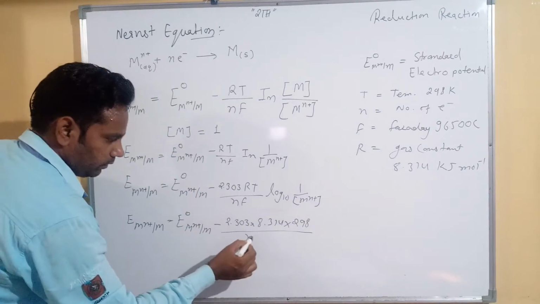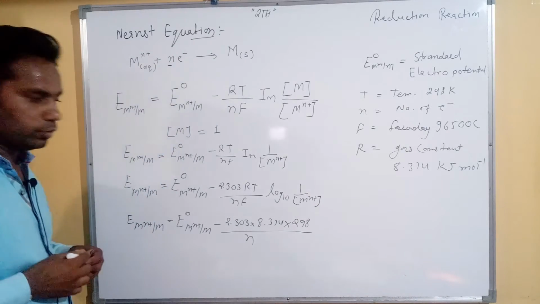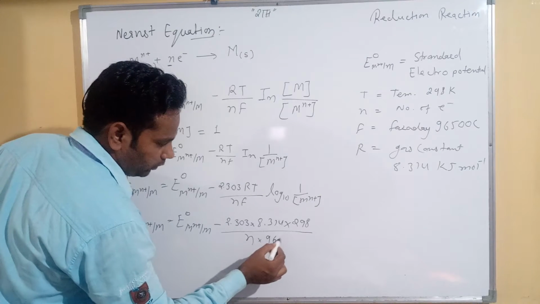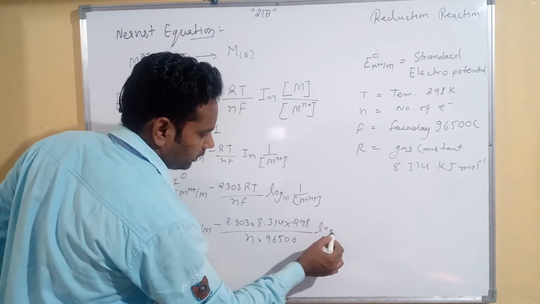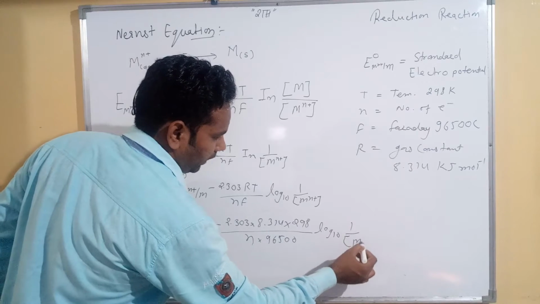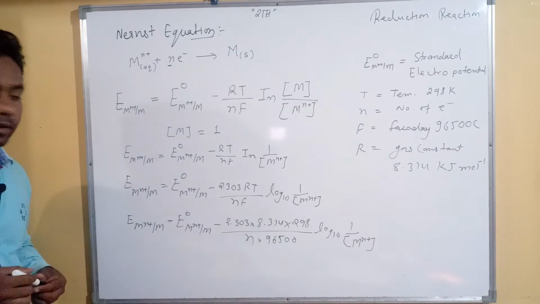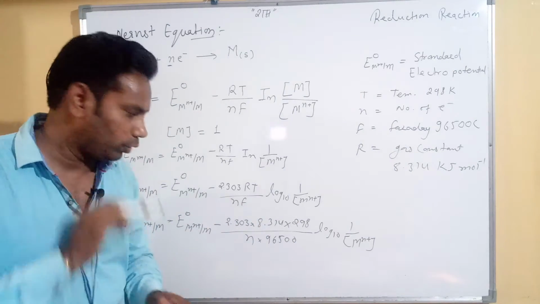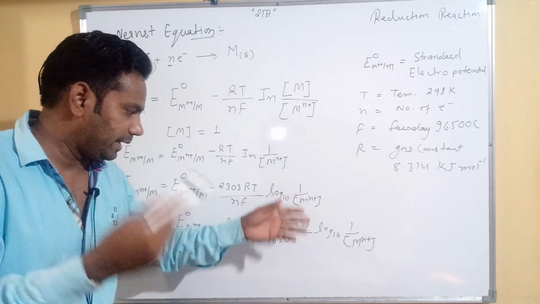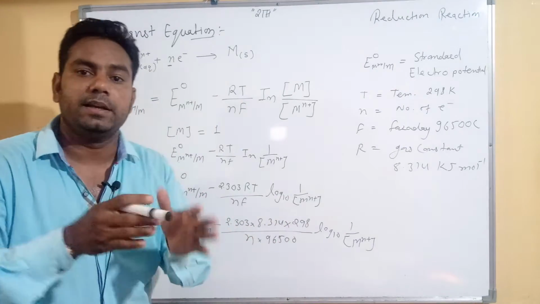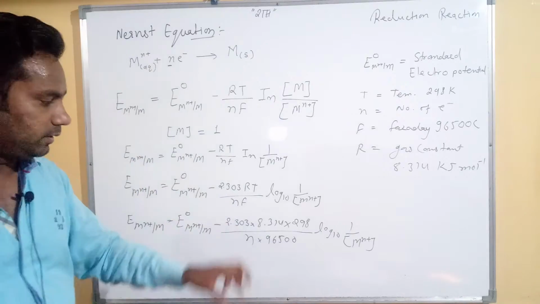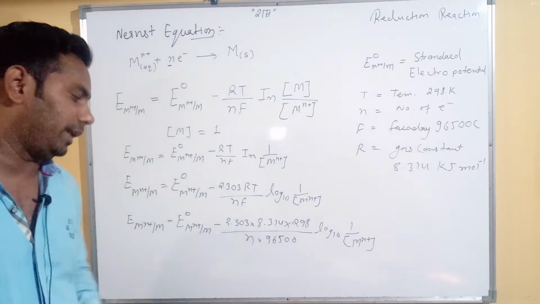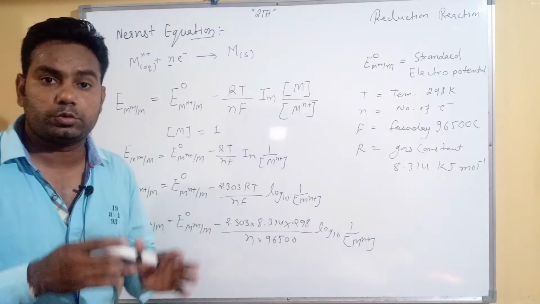Then N depends on the number of electrons, so we put here no change. nF is 96500, log 10 of 1 upon M^n+. Then we solve all these constants, because 2.303 is also constant, 8.314 is constant, and 298 is a variable temperature, but we consider all reactions to take place at 298 Kelvin, meaning 25 degrees Celsius, meaning room temperature, and 96500 is also constant.